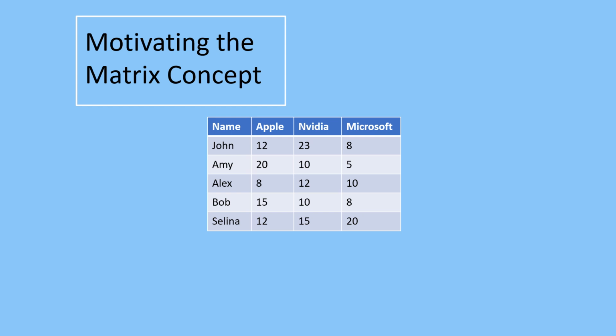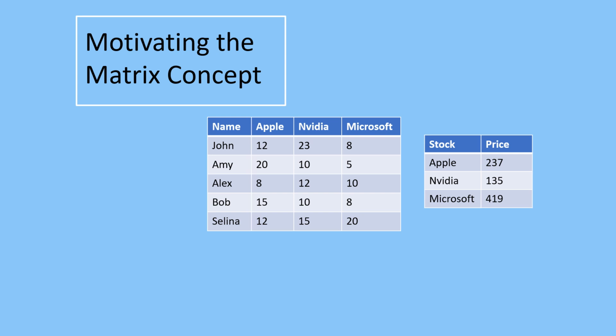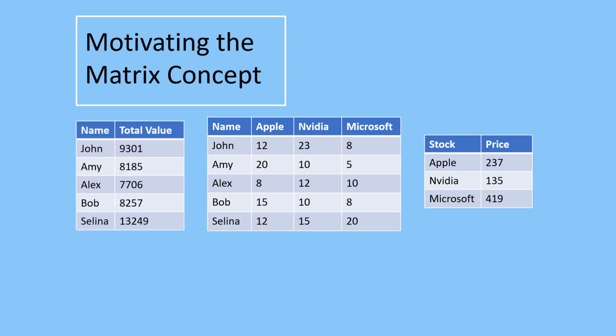Now, let's consider the stock prices for these companies. At the time this video was created, Apple shares were priced at $237, Nvidia at $135, and Microsoft at $419, rounded to the nearest dollar. To calculate the total value of John's stocks, we multiply 12 by 237 plus 23 by 135 plus 8 by 419. This gives us the total dollar value of the stocks John owns. We can repeat this process for Amy, Alex, Bob, and Selena using their respective rows in the table.